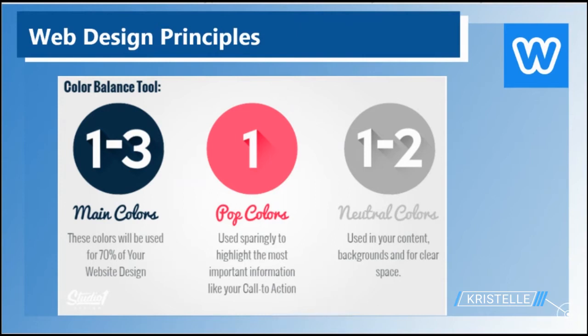Web design principles. Here's a simple guide to achieve color balance in your website's design. First, choose 1 to 3 main colors that will be used for 70% of your website's design. Second, use one pop color to highlight the most important information in your website, like your call to action buttons. For example, you may use these pop colors to highlight your book now or buy now buttons.